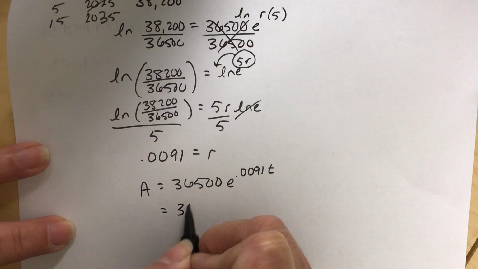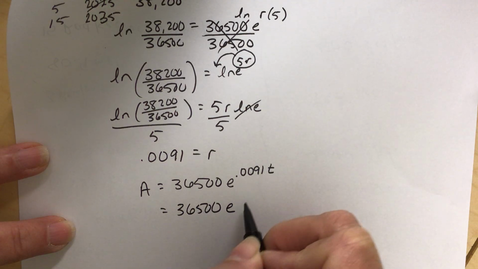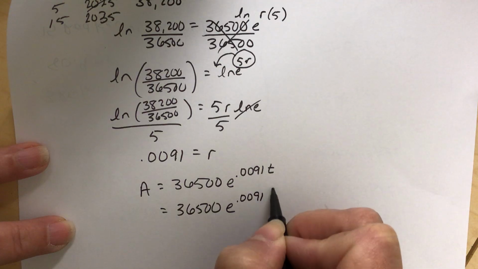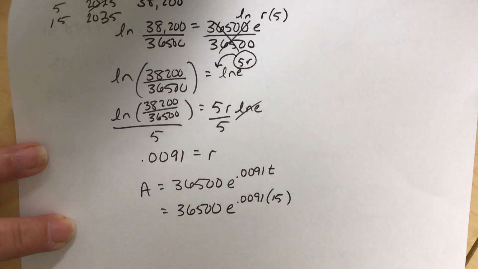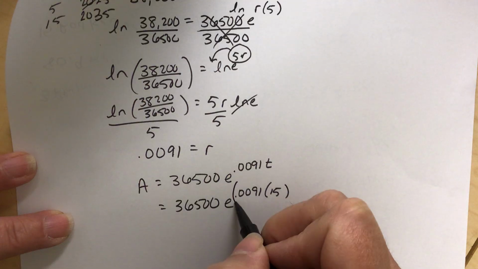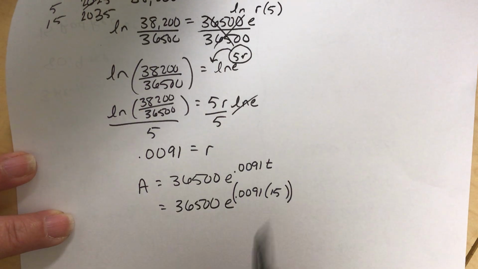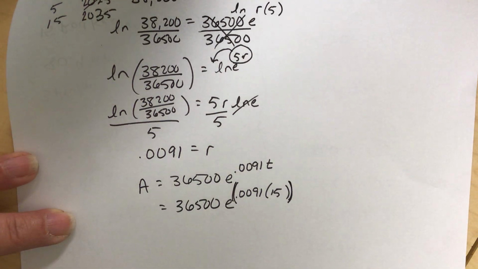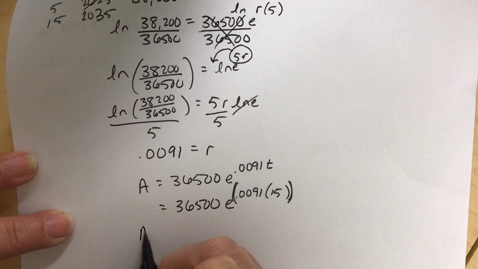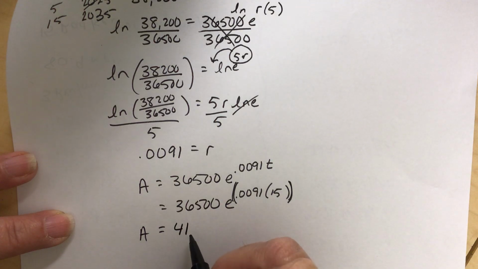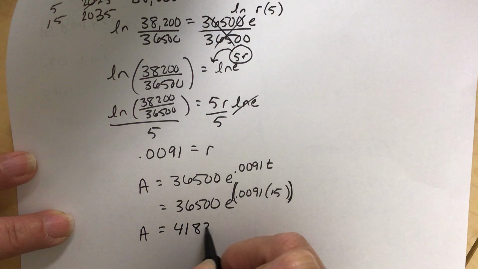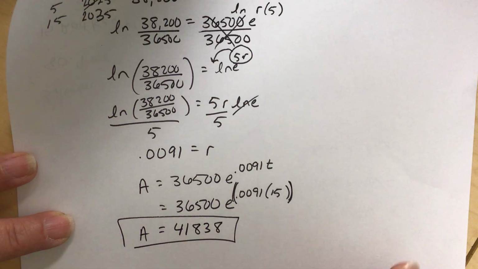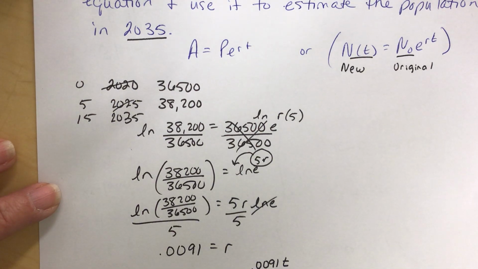So 36,500 times e to the 0.0091 times 15. And then remember, when you start that exponent, you have to end it at the end. Like you want this whole thing included in your exponent. So 36,500 times e to the power of 0.0091 times 15 gives me a new amount of 41,838 people. Okay, so that's how you make an equation when you're given information.